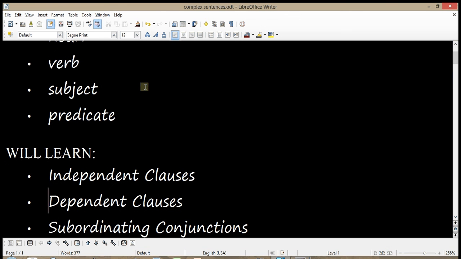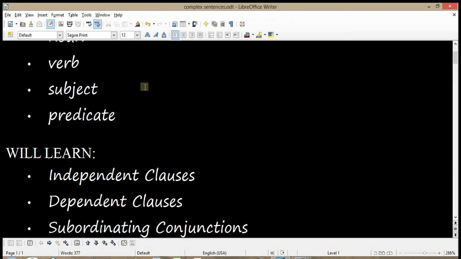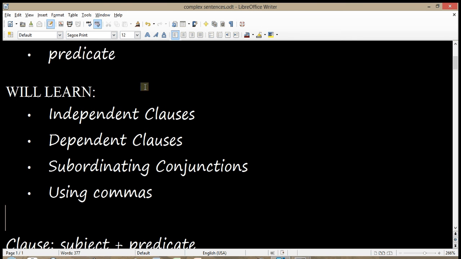Now, what we're going to learn are the following. We need to know what an independent clause is. We'll learn what dependent clauses are, what subordinating conjunctions are, and also how to use commas when you are dealing with complex sentences, when to use them and when not to use them. And so here we go.